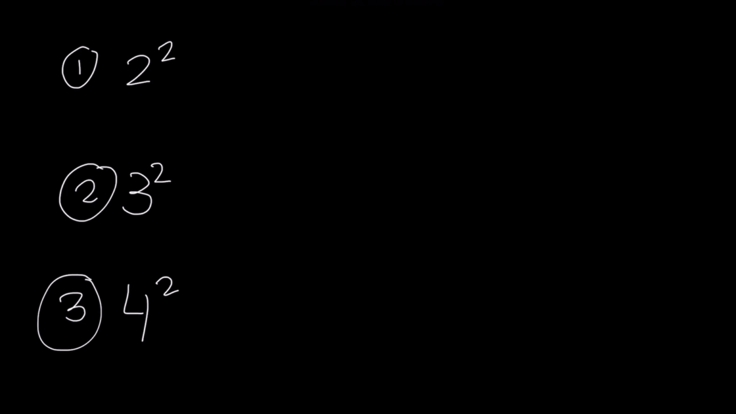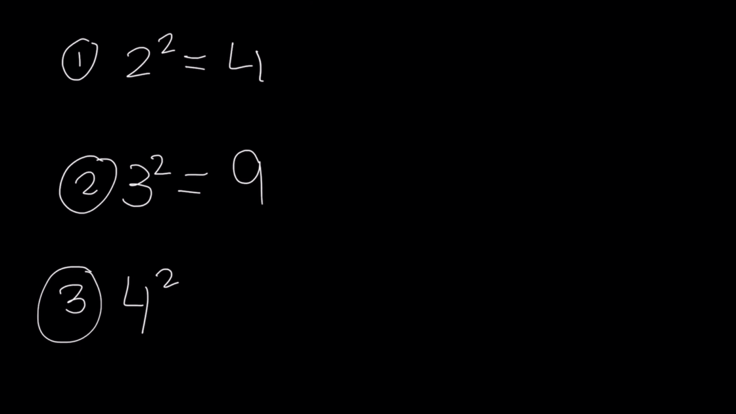Over here it says 2 squared. Basically you just multiply it by itself twice, so 2 times 2, which is 4. And then on the second one, we can try this other one, which is 3 squared. So it's 3 times 3, which is 9.